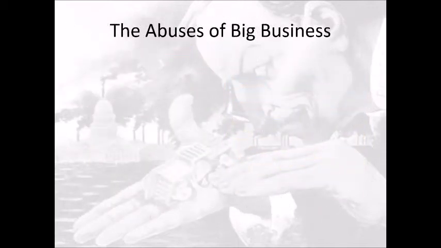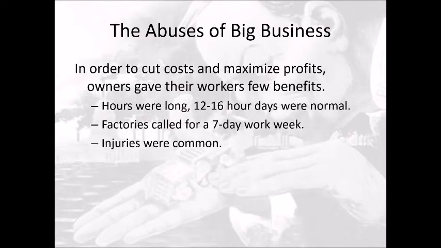Now, because of the tycoons and robber barons, you have the abuses of big business. In order to cut costs and maximize profits, owners gave their workers few benefits. Hours were long, 12 to 16 hour days were normal. Factories called for 7 day work weeks.